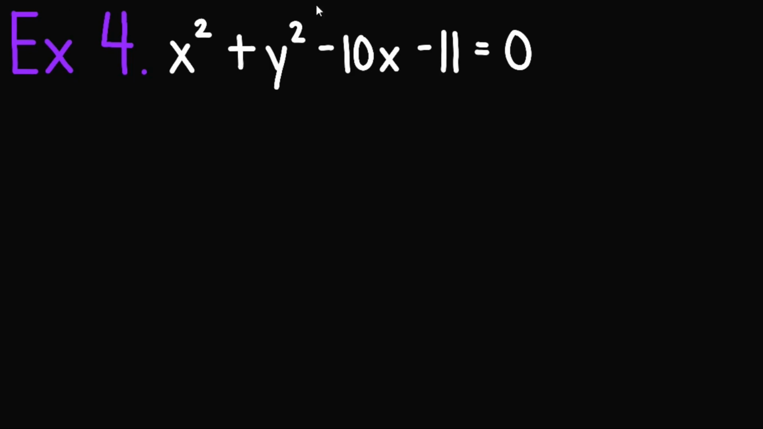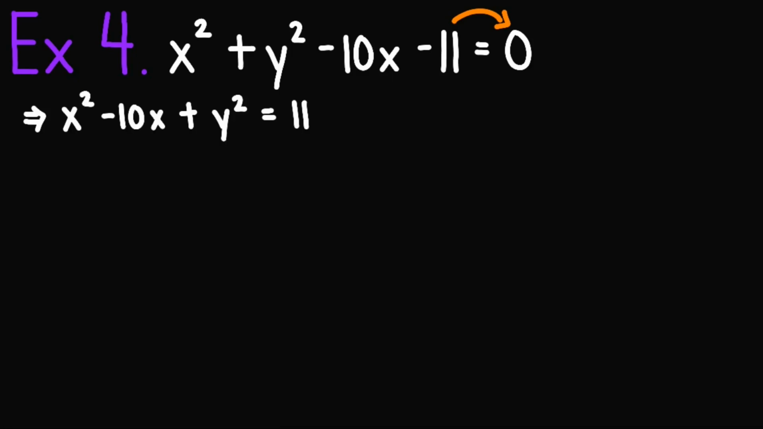In here, take note that we start by moving negative 11 to the right. Again, our goal here is to convert this standard form of a circle into its center radius form, since upon seeing the center radius form, it's easier to see the center and the radius, and consequently, we can easily graph the circle. So we move this first to the right to obtain this. And the trick in converting a standard form of a circle to its center radius form is to complete the square.